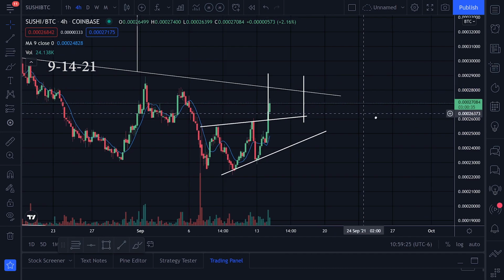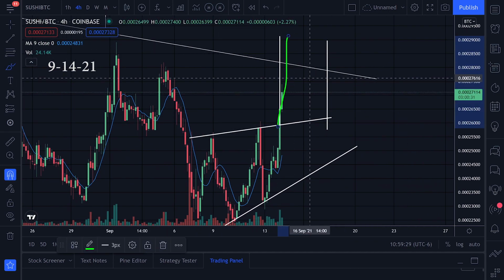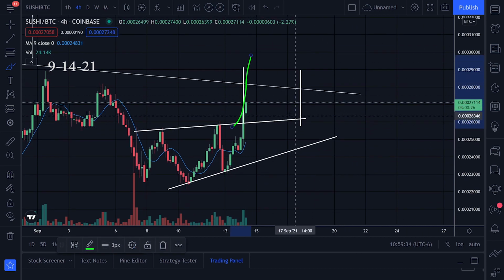We're basically looking at this chart for momentum. If this chart is moving up, then that's good for Sushi Swap. That means that some of that Bitcoin money is rolling into Sushi Swap.